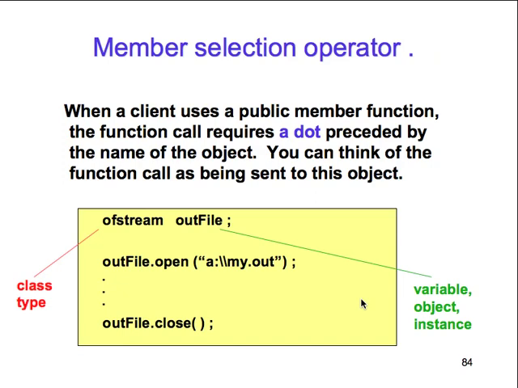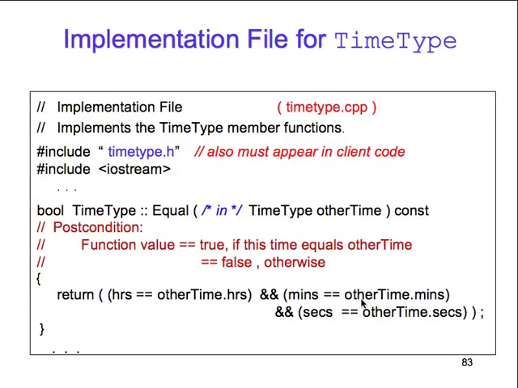In terms of the member selection operator, this is another example of how it's used. I forgot to point out here that we have the scope resolution that says equals is inside of time type, because we have to say where equals came from. If we didn't use the scope resolution, we would be creating a new method called equals. And if we didn't implement all of the methods that were declared in time type, it would come back and say, hey, not implemented, finish me up, you're not done with my implementation.